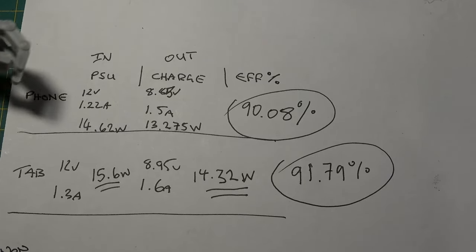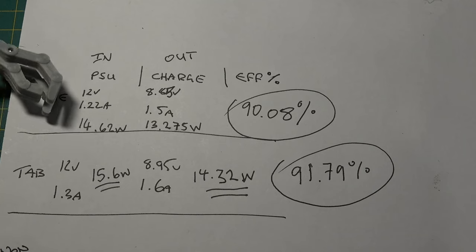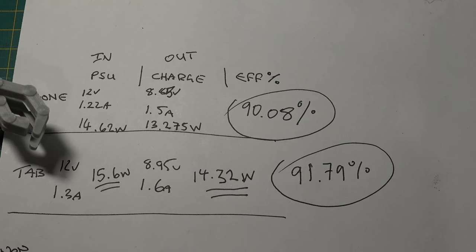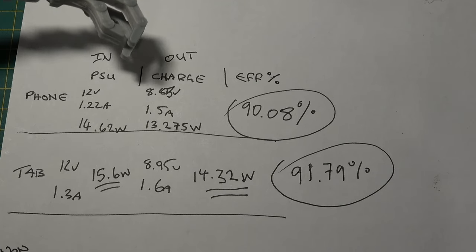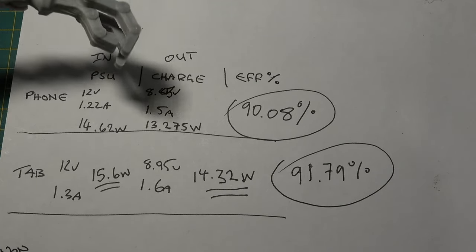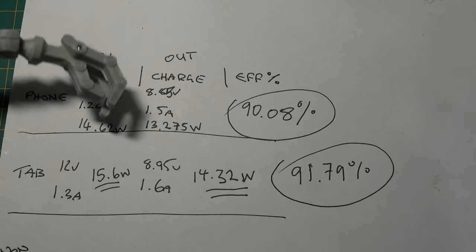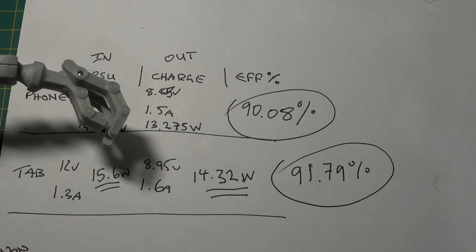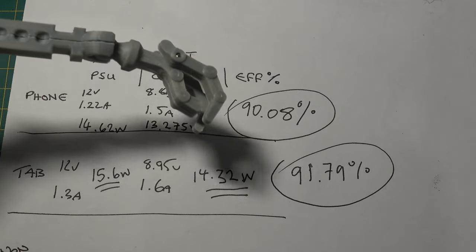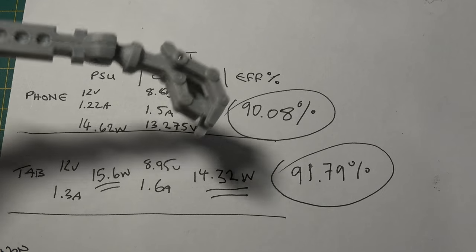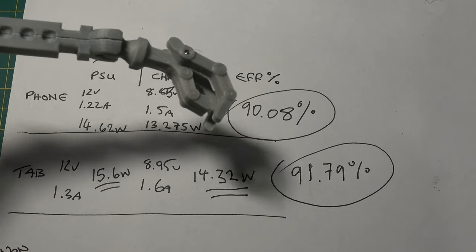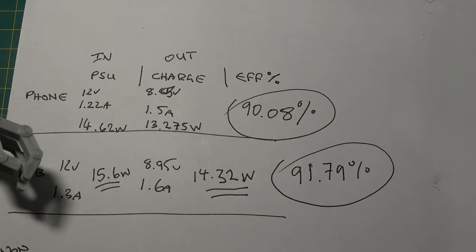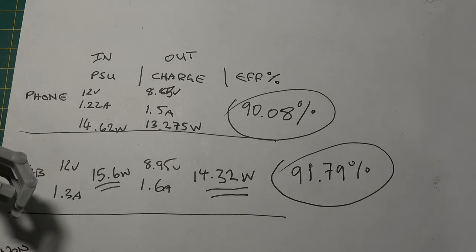So during the test, we managed to jot down the following numbers. When we were charging the phone, the input power supply was providing 12 volts at 1.22 amps. That was a total of 14.6 watts. The output current going into the phone was 8.85 volts at 1.5 amps, that gave us 13.275 watts. And then if we work out the efficiency of that, that came to a good efficiency of 90.08%.